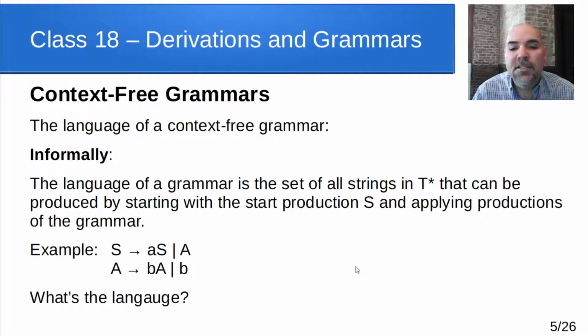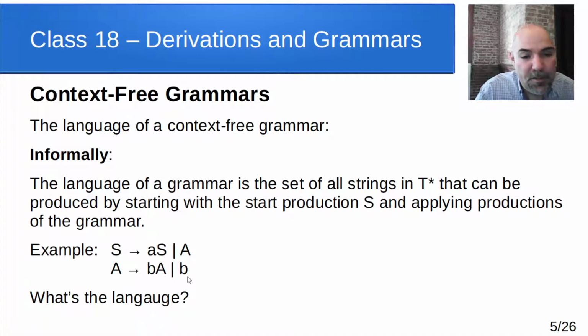The language defined by a context-free grammar, informally, is the set of all strings in T star. In other words, all strings of either lambda, or 0 or more terminals, only terminals, that can be produced by starting with the start variable, then applying productions of the grammar. So if we have a context-free grammar that looks like this, S produces the symbol A followed by variable S, or just the variable A. And then variable A produces symbol B from our alphabet, followed by capital A again, or just B. What is the language of that?